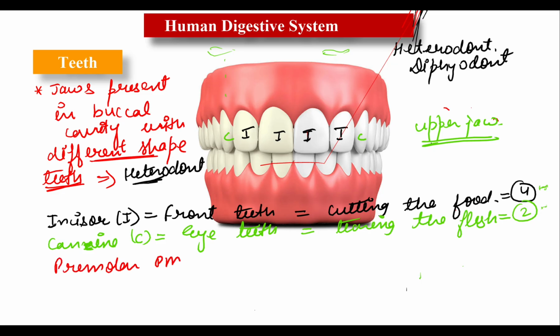It is denoted by PM. Okay, known as cheek teeth. Why do we call it cheek teeth, beta? Because these are present on the side here. Premolar, denoted by PM.